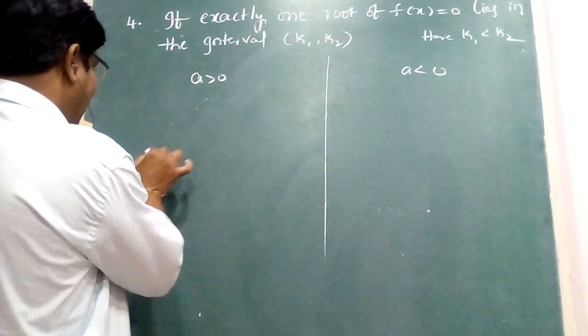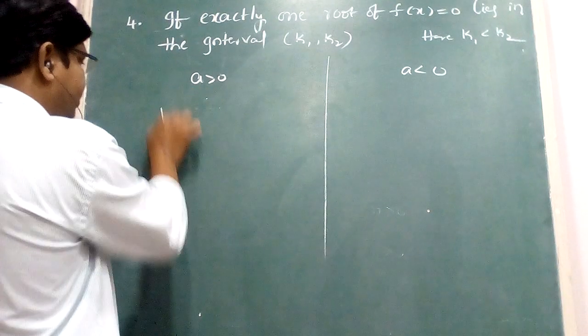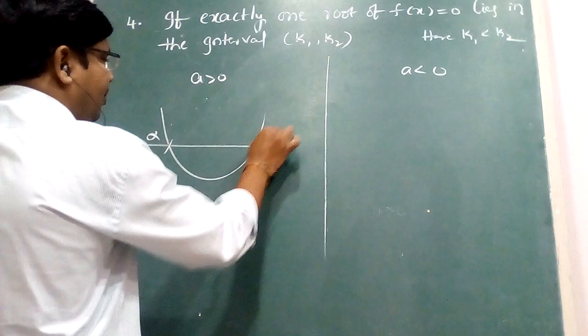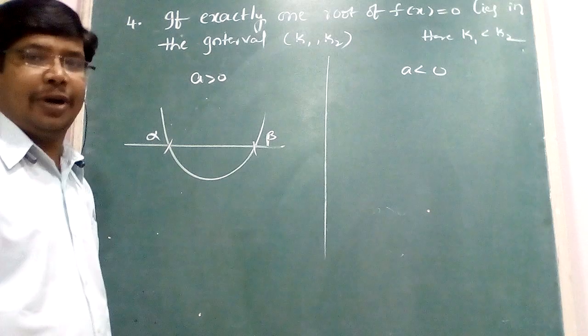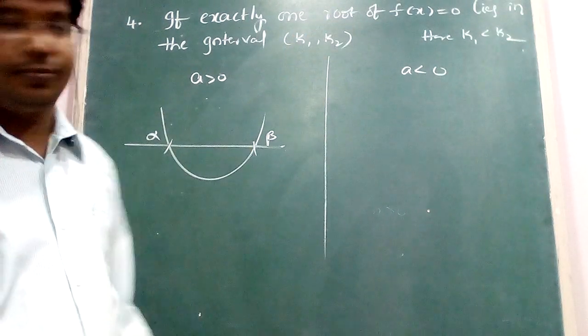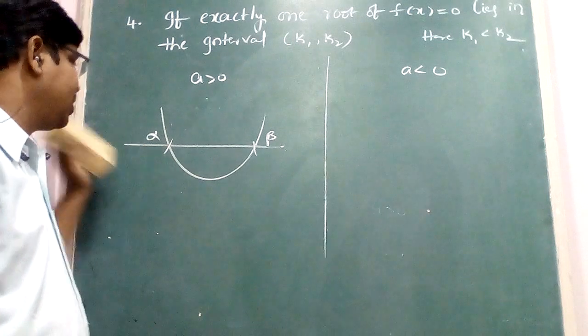Now, I am taking a is positive, upward graph, alpha, beta. But one root lies between k1 and k2. Suppose k1 is small, I am taking this side k.